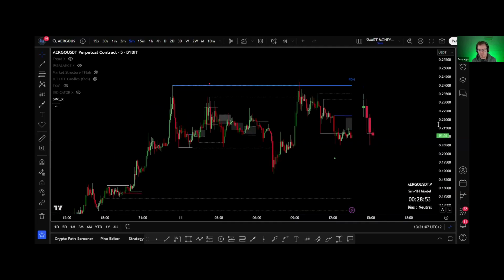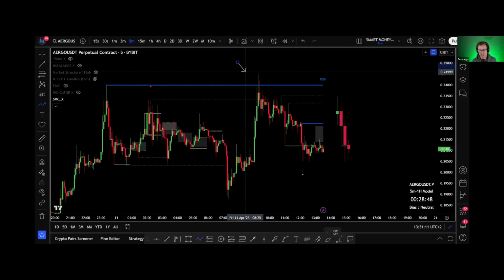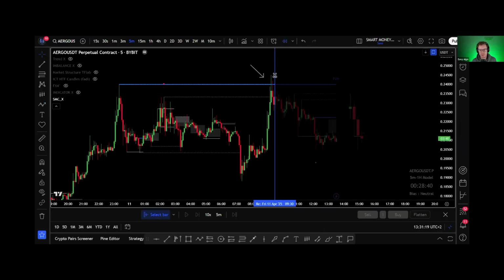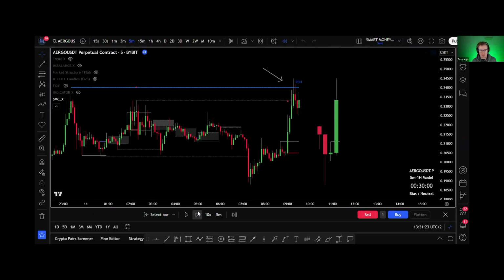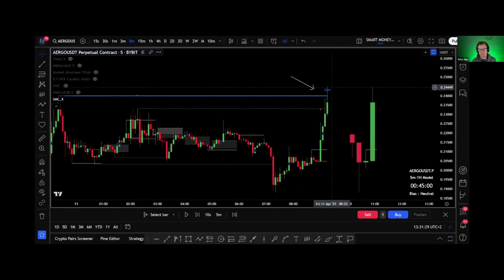So look at this example here. You can see it's operated perfectly. Price is respecting the previous day high. Look at that. Price is respecting. Price taps in previous day high. Let me just reverse back to here. Let me reverse a little bit more. So when it happens, you can see price is hitting previous day high.